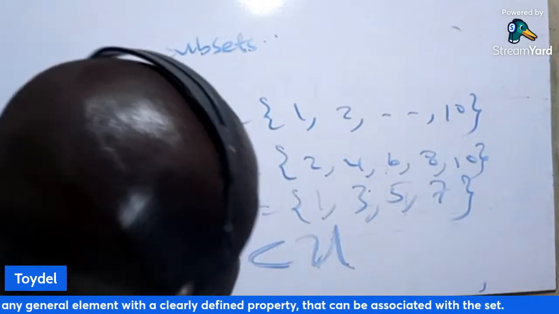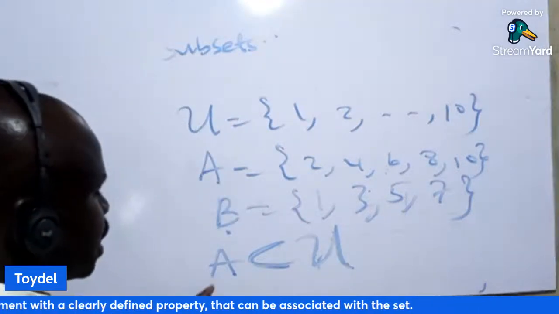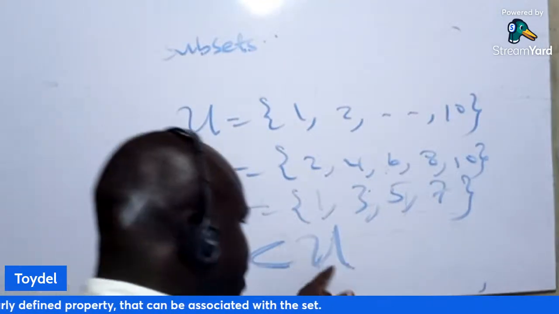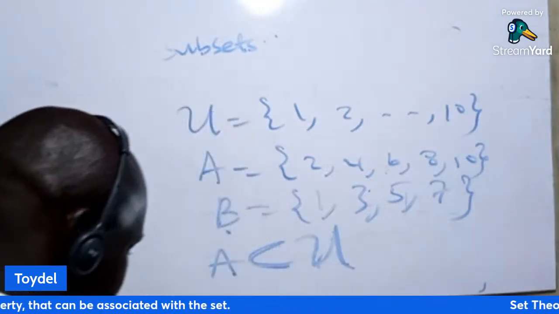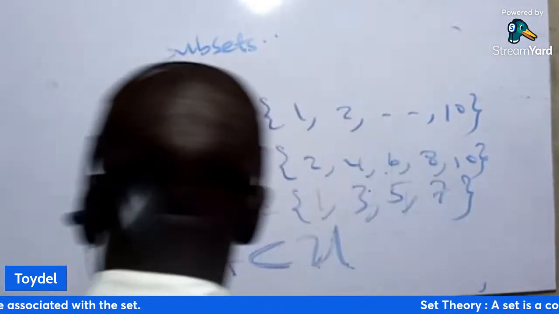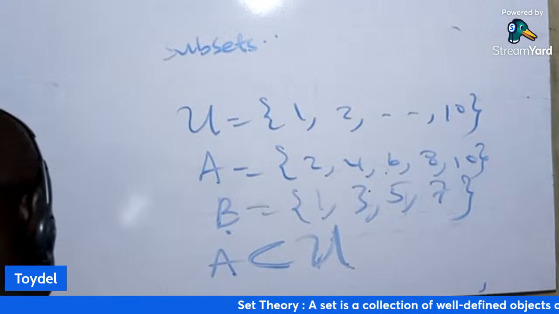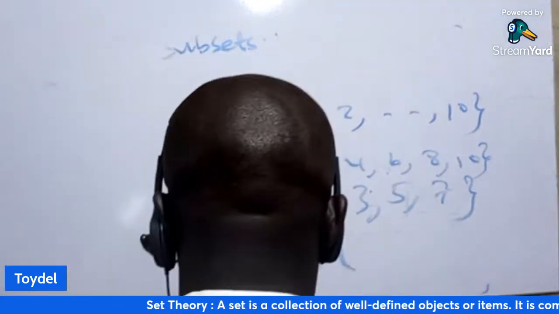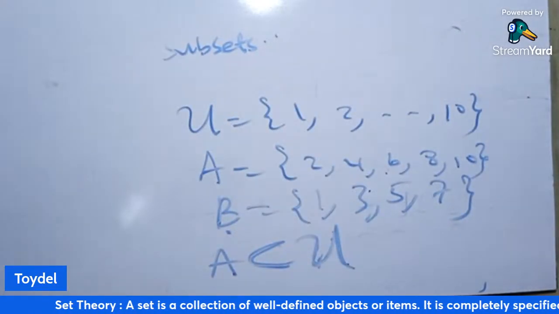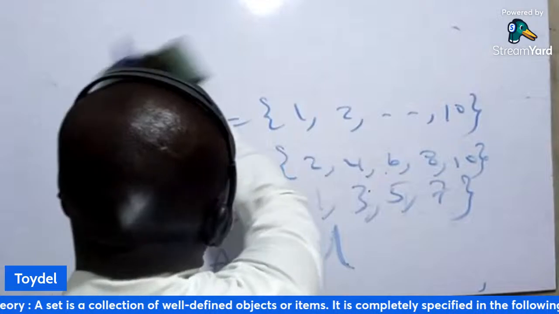Then we can have proper subsets. A proper subset simply means if the elements you have in A are the same elements that you have in the universal, it can be referred to as a proper subset. But we should take note that a set can be represented by a Venn diagram. We can represent a set in diagrammatic form.